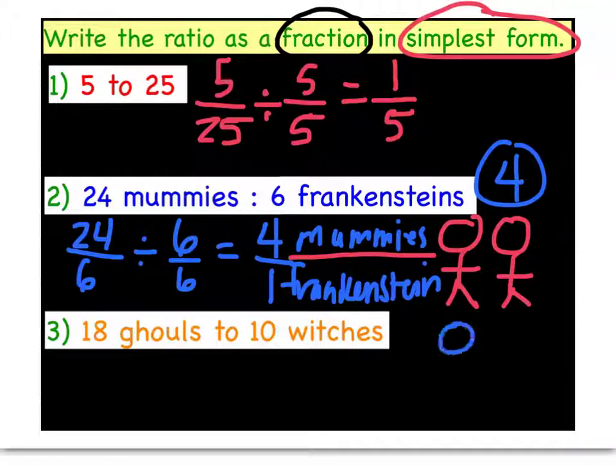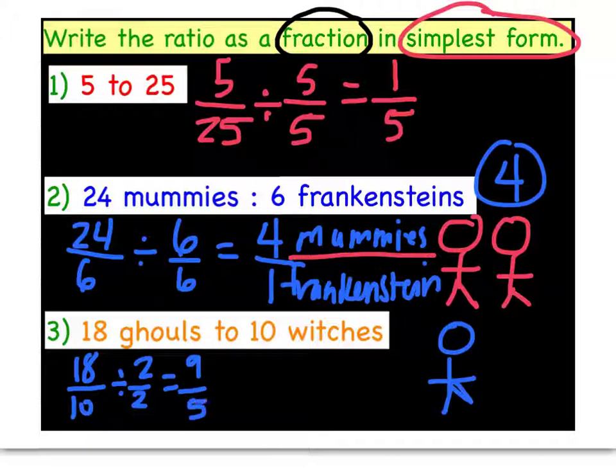Okay, awesome. I want you to try number 3 by yourself. So let's pause that video and try number 3. Go. Alrighty, let's see how you did. I hope that you have 18 as our numerator and 10 as our denominator. And we're going to simplify, it looks like by 2. So it looks like I'm getting 9 over 5.